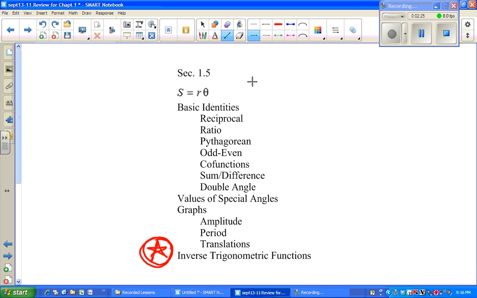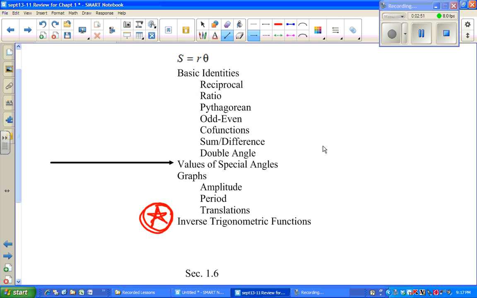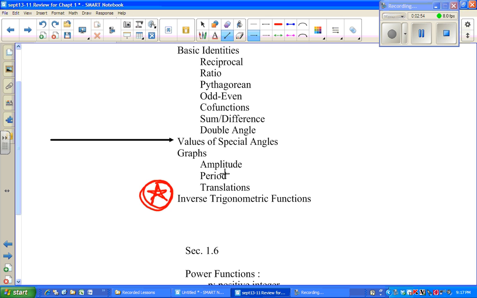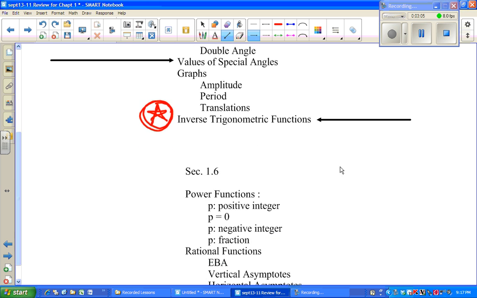Moving on into Section 1.5, we have the formula for arc length. You have your basic identities: reciprocal, ratio, Pythagorean, odd, even, cofunction, sum and difference, and double angle. Values of your special angles, which you will know from your unit circle. So again, another important item to make sure you always have in your arsenal of common knowledge. Graphs, your amplitude, your period, and translation, and please don't forget about your inverse trigonometric functions. These you might want to practice. They will become very important and are often the things that are overlooked.